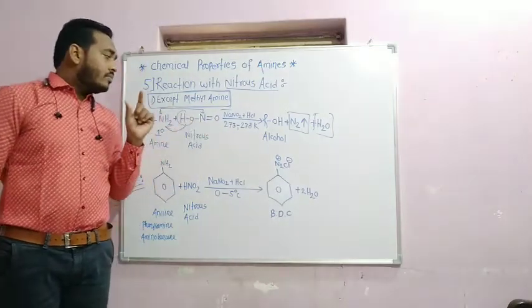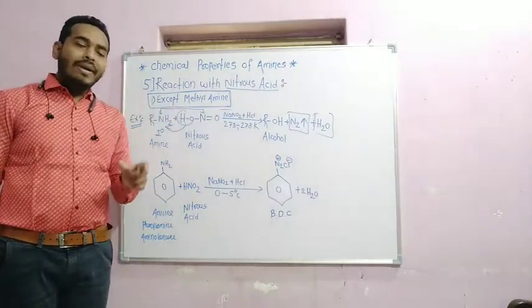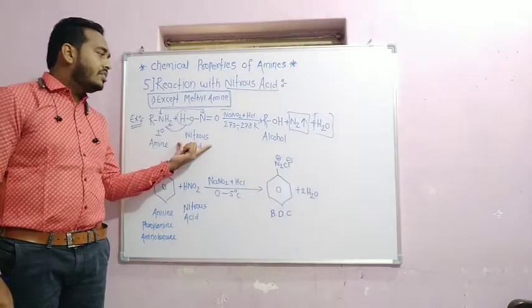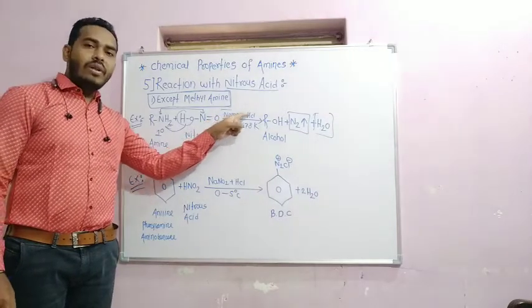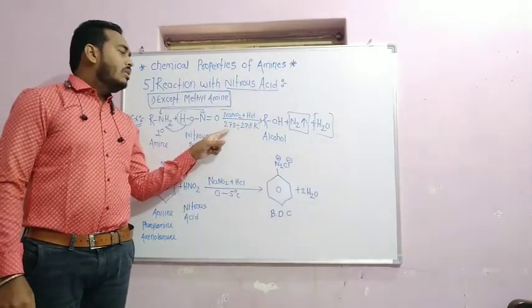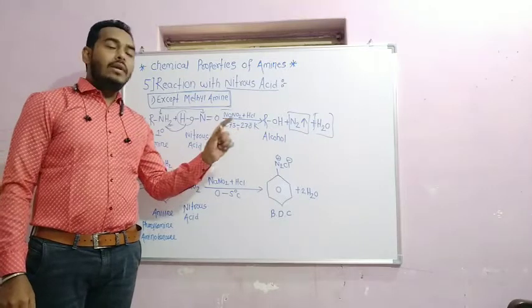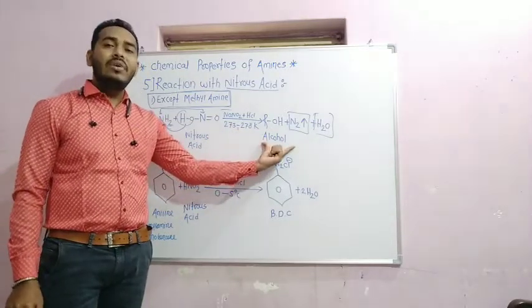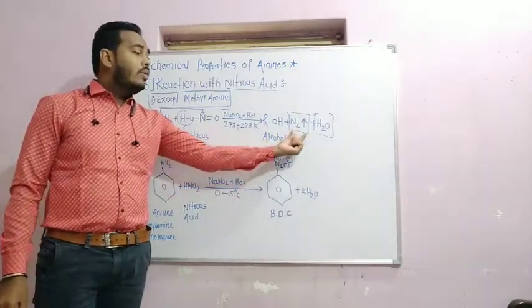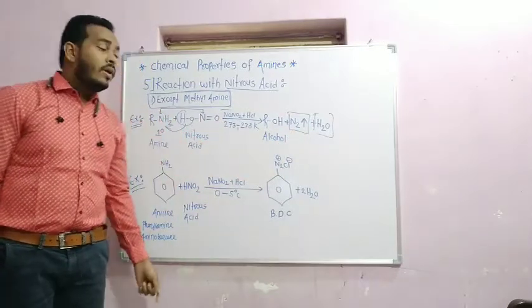Aliphatic primary amines react with nitrous acid in the presence of NaNO2 and HCl at about 273 to 278 Kelvin. Then the corresponding alcohols are obtained along with evolution of N2 gas.